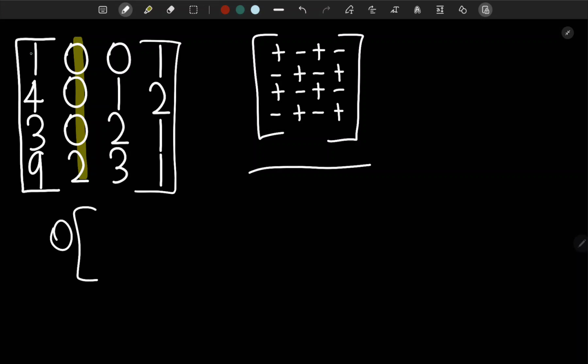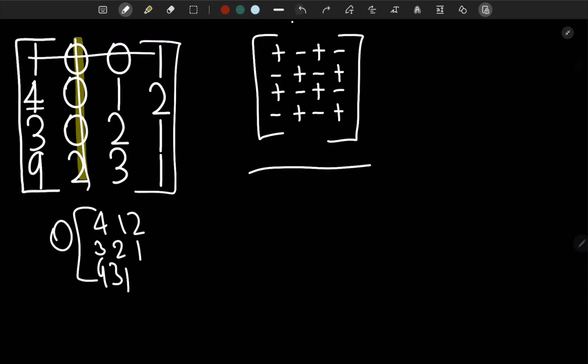So 0 into, now we cross that row and column out, and there will be a 3 by 3 matrix left. So here we have 4 1 2, 3 2 1, 9 3 1. Hopefully you can see that we crossed out that row and column for that 0. So we will be left with 4 1 2 and so on.